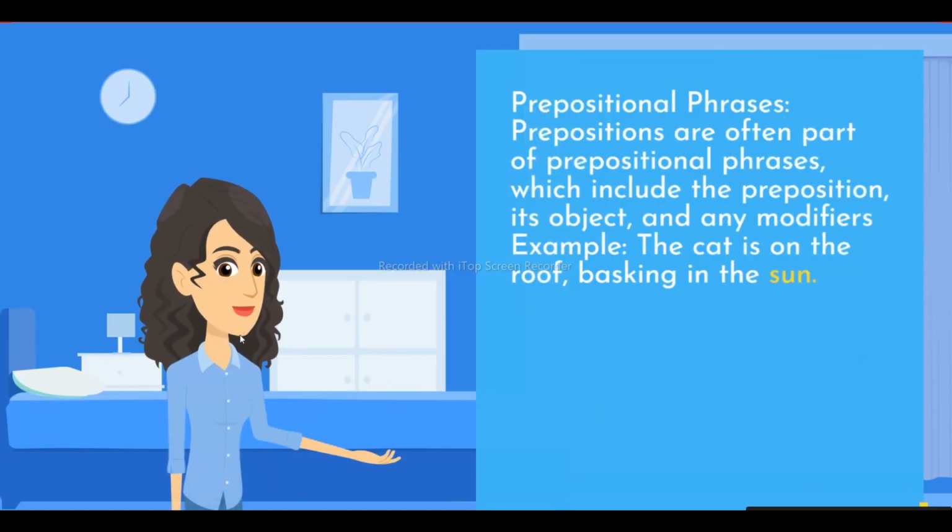Prepositional phrases. Prepositions are often part of prepositional phrases, which include the preposition, its object, and any modifiers. Example, the cat is on the roof, basking in the sun.